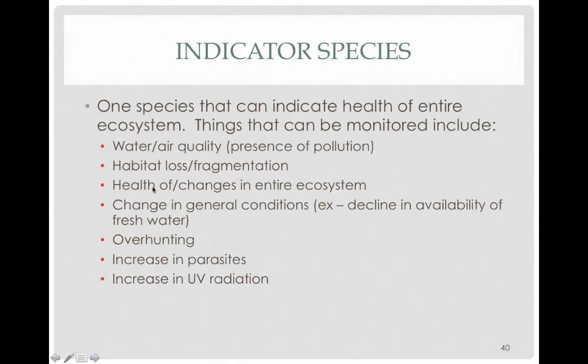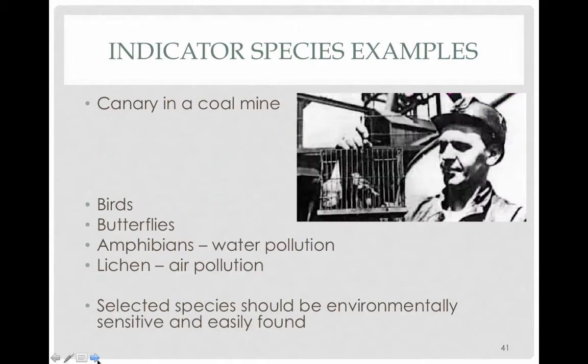Okay, an indicator species is one species that you can watch that indicates the health of the entire ecosystem. You can pick one for any of these things: water and air quality, habitat loss, health of the entire ecosystem, changes in general conditions, overhunting, increase in parasites, increase in UV radiation. There are species that are very sensitive to these, that are easy to find. If you're like, oh God, what happened to all the frogs? Well, then that tells you the entire ecosystem is getting ready to undergo some major changes, because that one species tells you what's up.